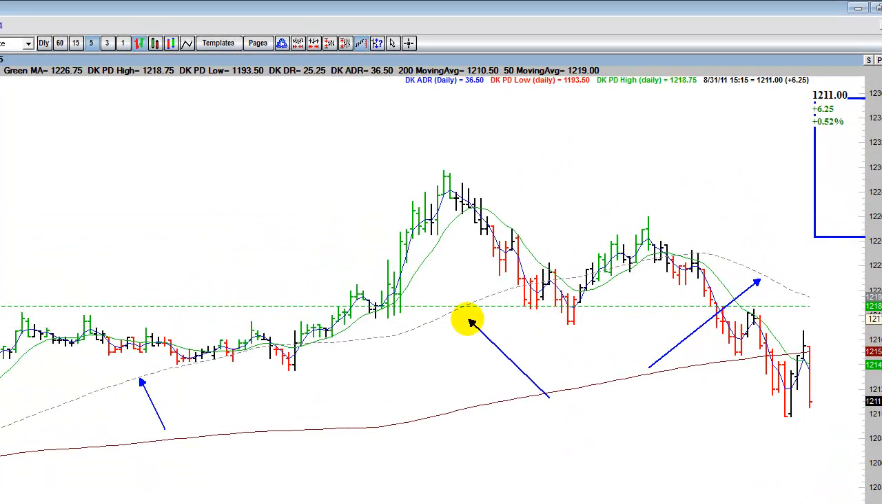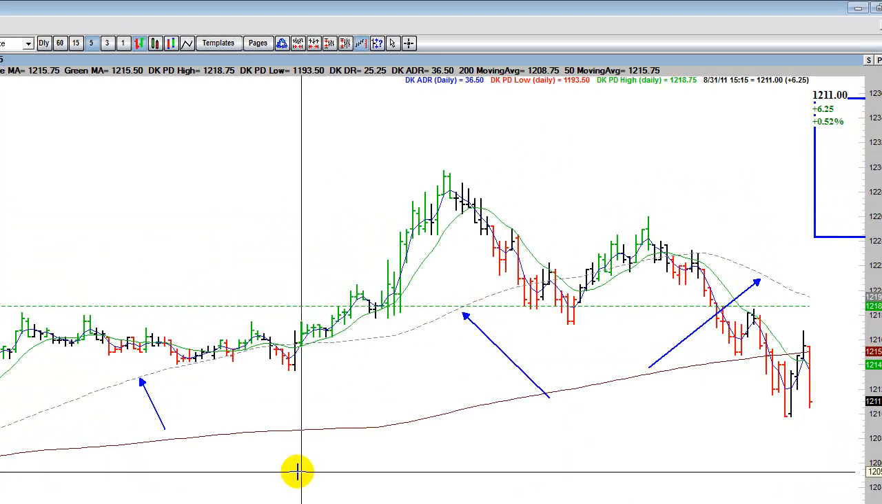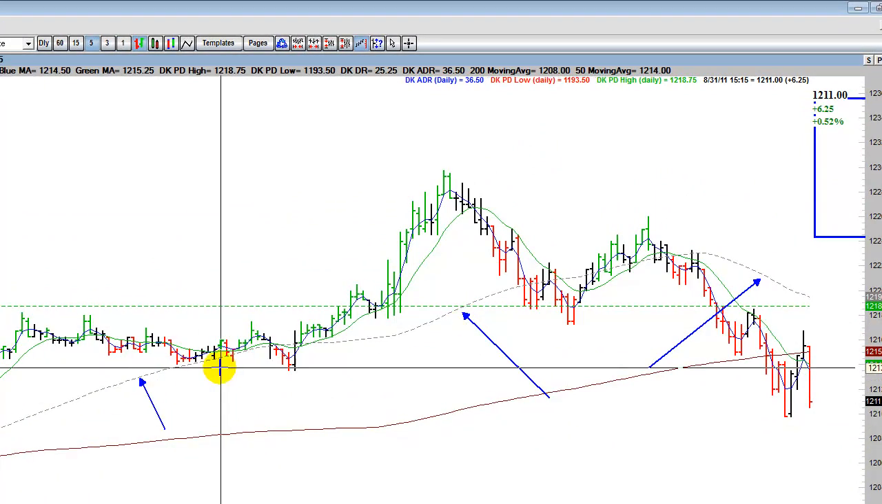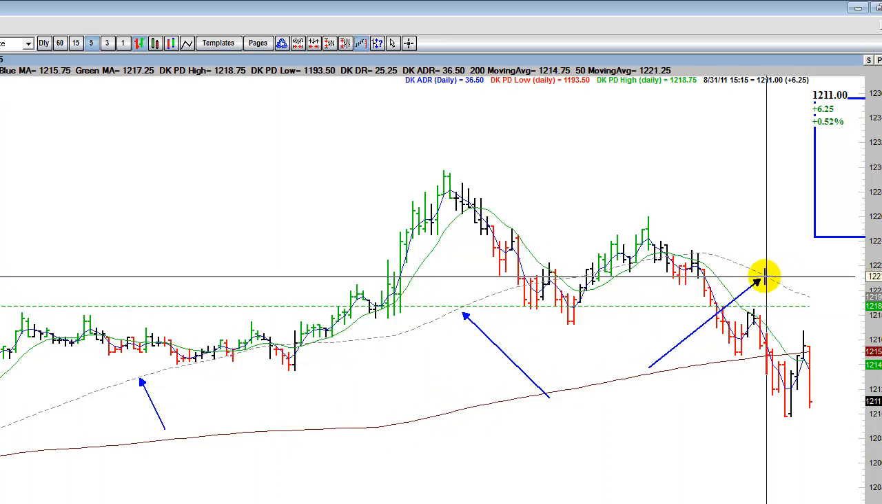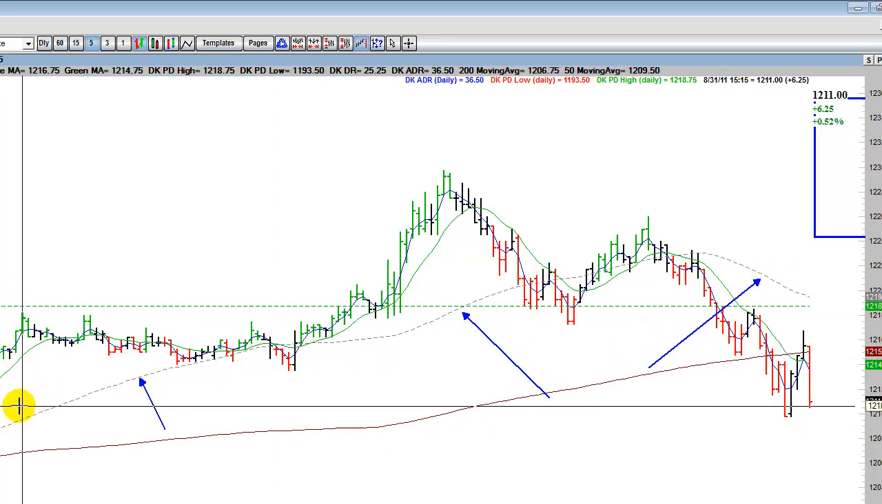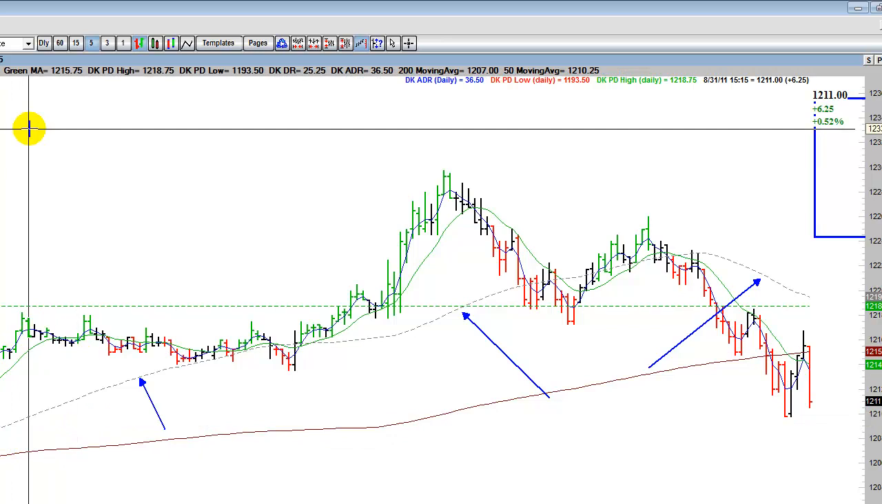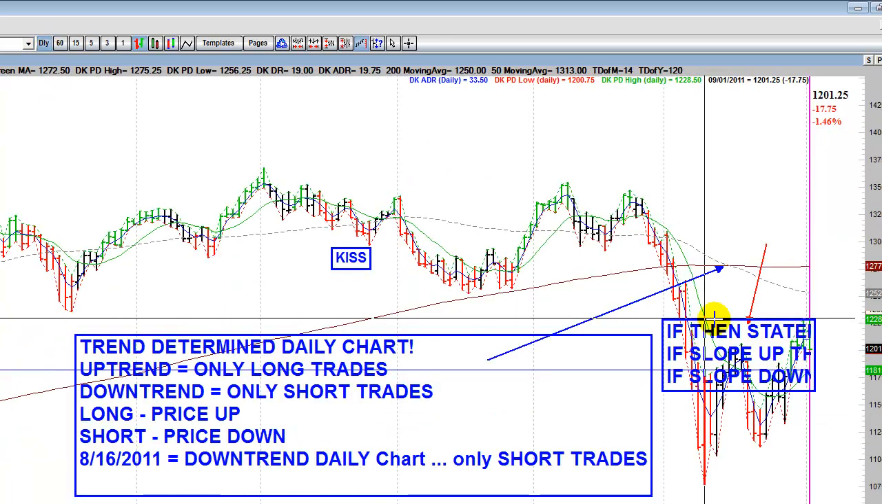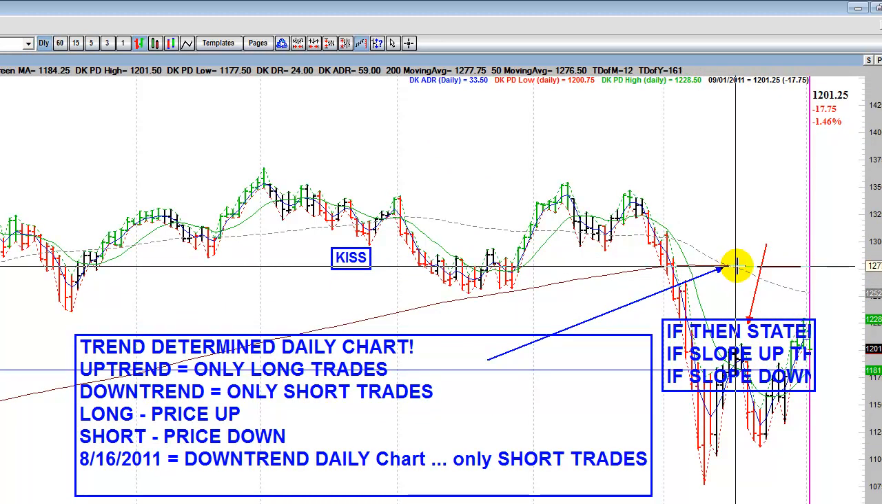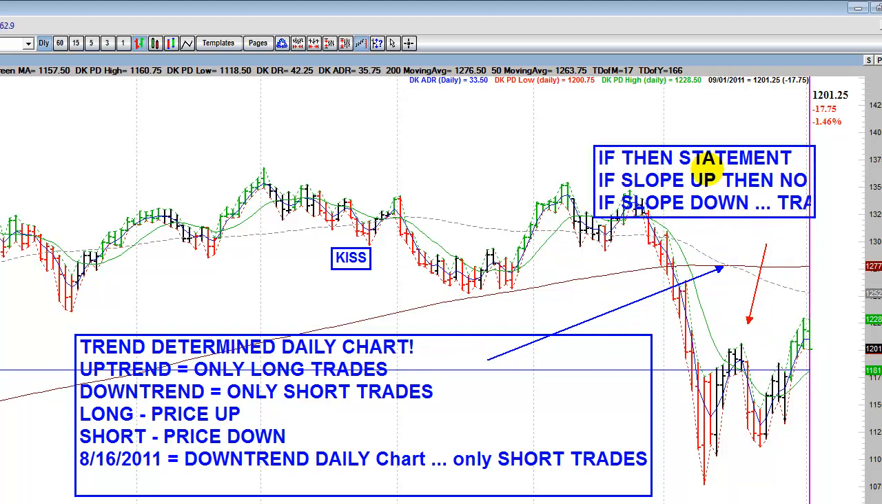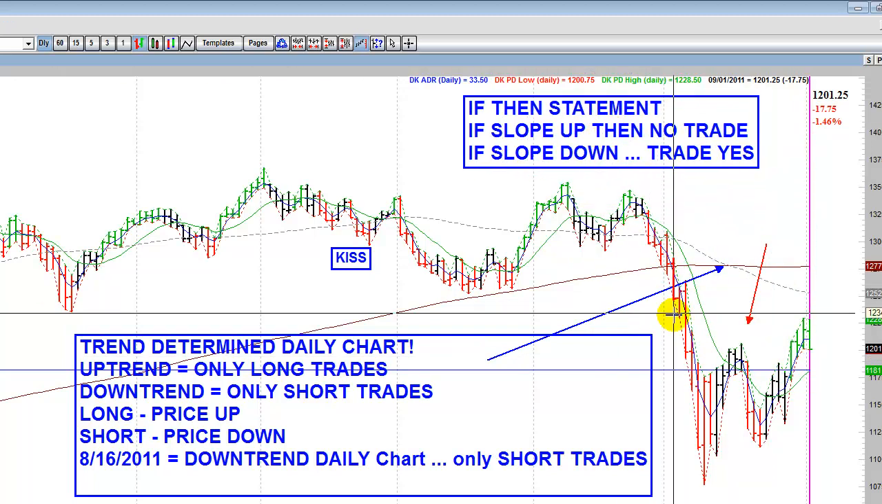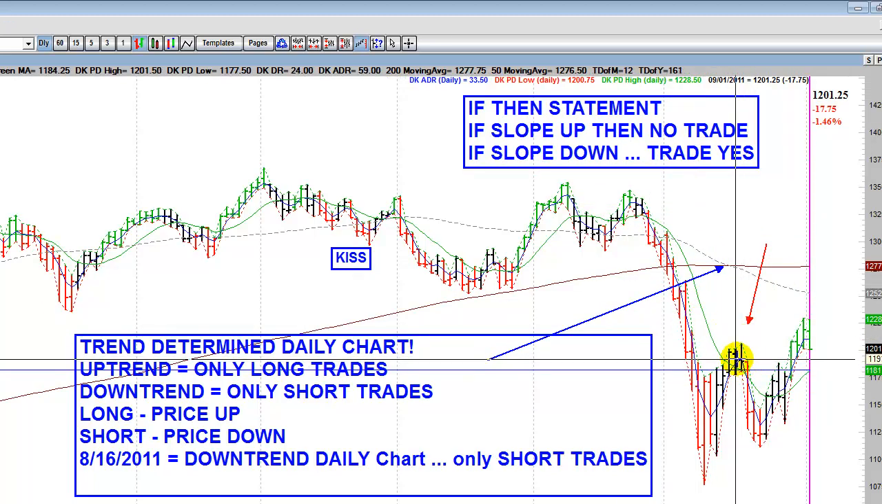This is a day to go play golf on this strategy. There's a no trade in the basic trading strategy for this particular trade strategy. You're trading with the trend. What is the trend? Once again, it's a downtrend as of 8/16/2011.